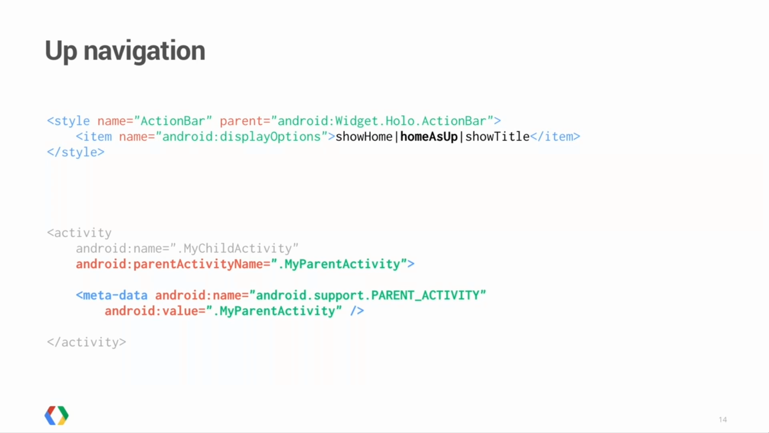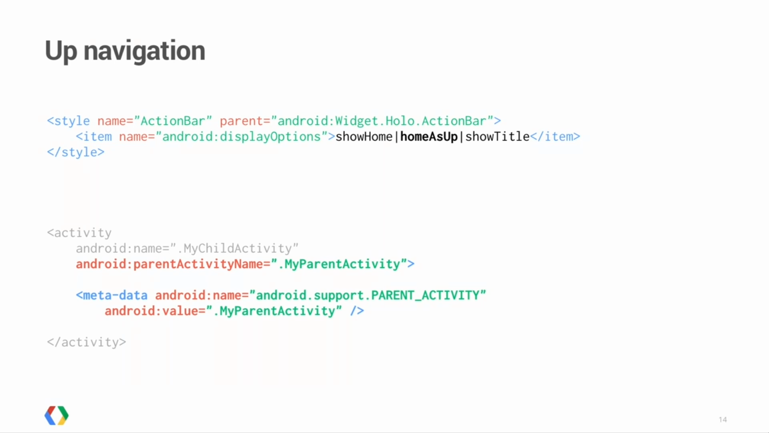So one last note on navigation is up navigation. We had a full talk dedicated to up and back navigation last year from Adam Powell and Rich Fulcher. But this year, we wanted to give you some extra tips and tricks on implementing up, since some folks still implement it the wrong way. So the first thing to do to implement up is you have to tell the action bar to show the up button, and you can do that using this method here.